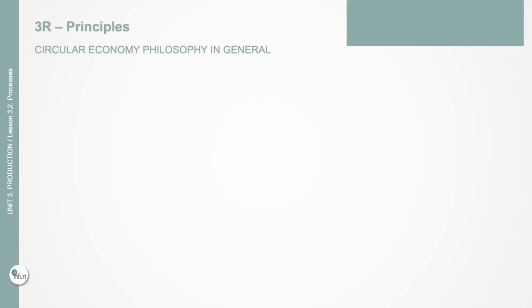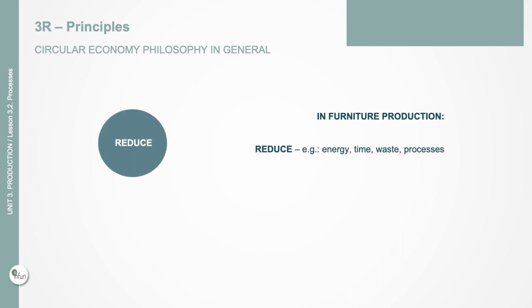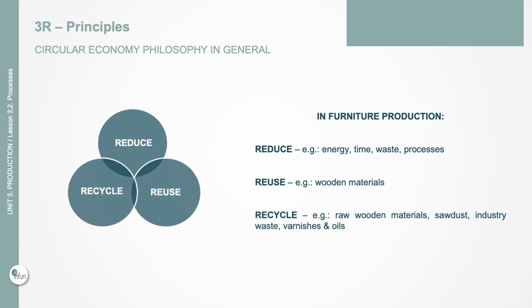The 3 R's principles. The circular economy philosophy in general. In furniture production, reduce, for example, energy, time, waste, processes. Reuse, for example, wooden materials. Recycle, for example, raw wooden materials, sawdust, industry waste, varnishes and oils.